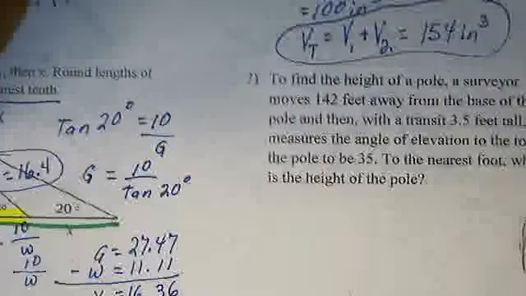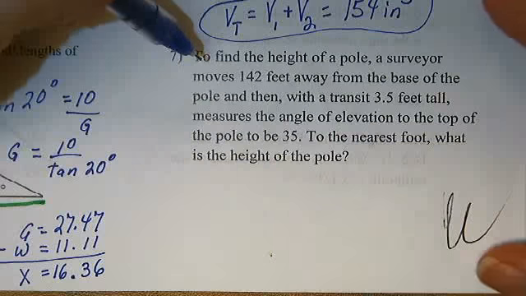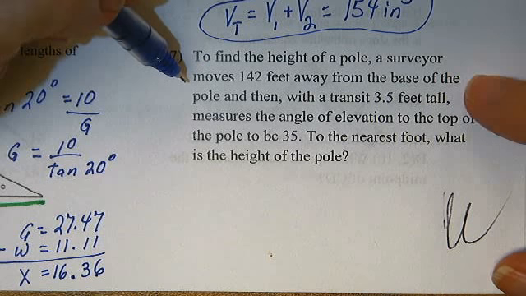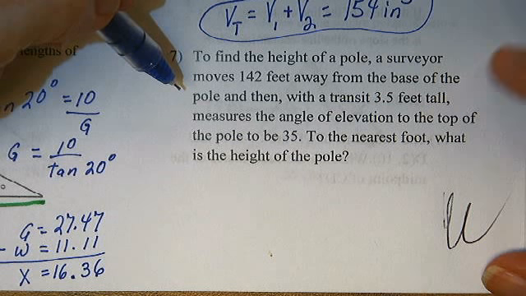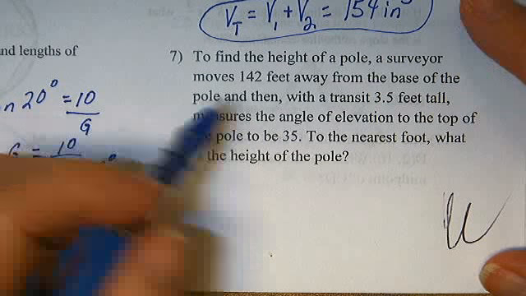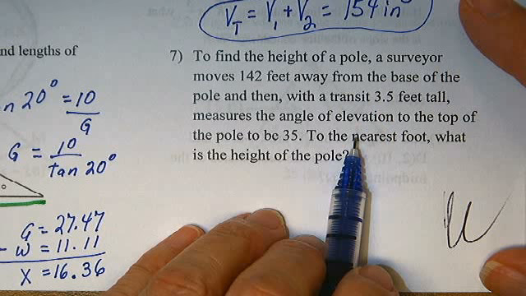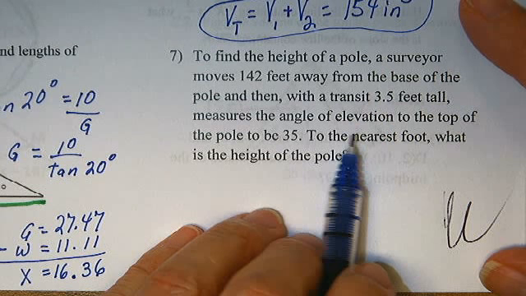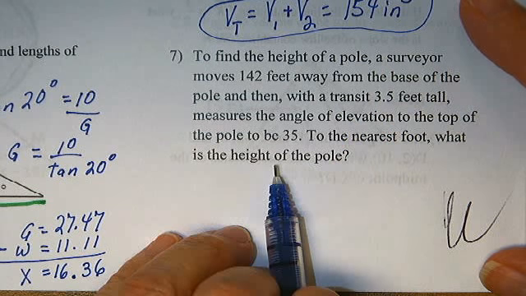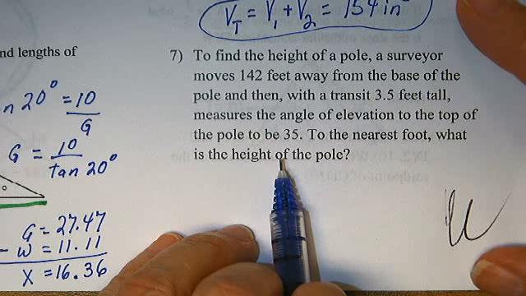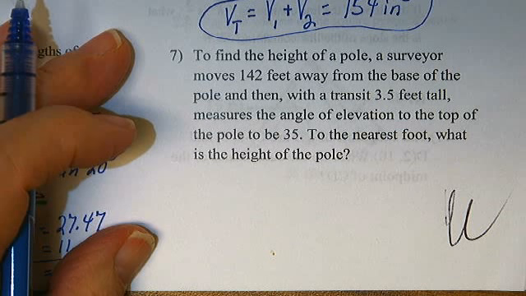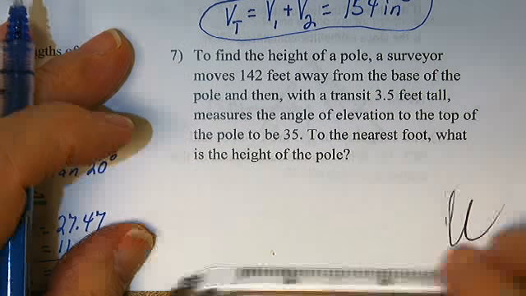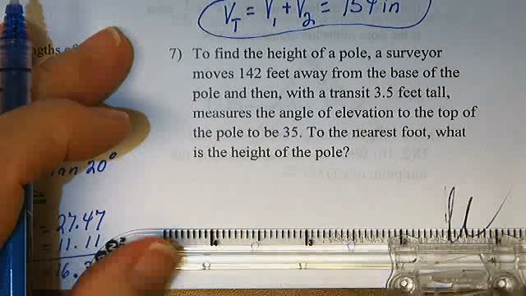Problem 7. To find the height of a pole, a surveyor moves 142 feet away from the base of the pole, and then with a tool measures the angle of elevation to be 35 degrees. What's the height of the pole? First, as always, we draw a picture. What is this picture going to look like? Well, let's see. We will draw a smaller one, then we will draw a larger one.